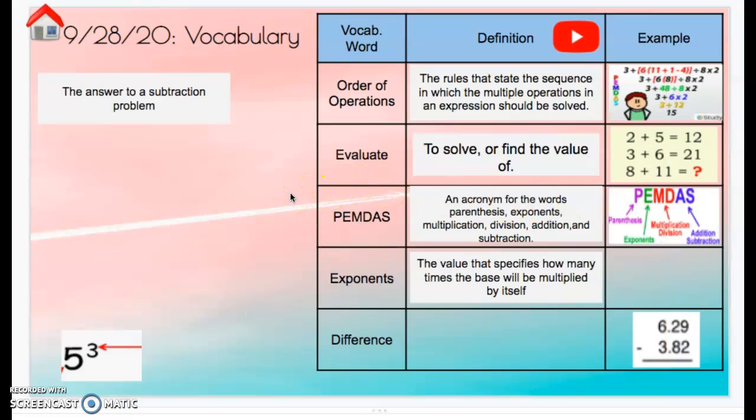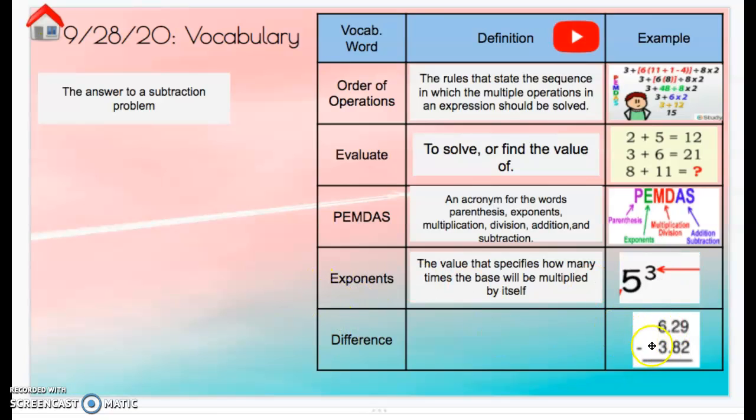There we go. All right, what about exponents? So we have the definition, the exponent: the value that specifies how many times that base will be multiplied by itself. So exponent. Oh, there's the example of the exponent. There it is.